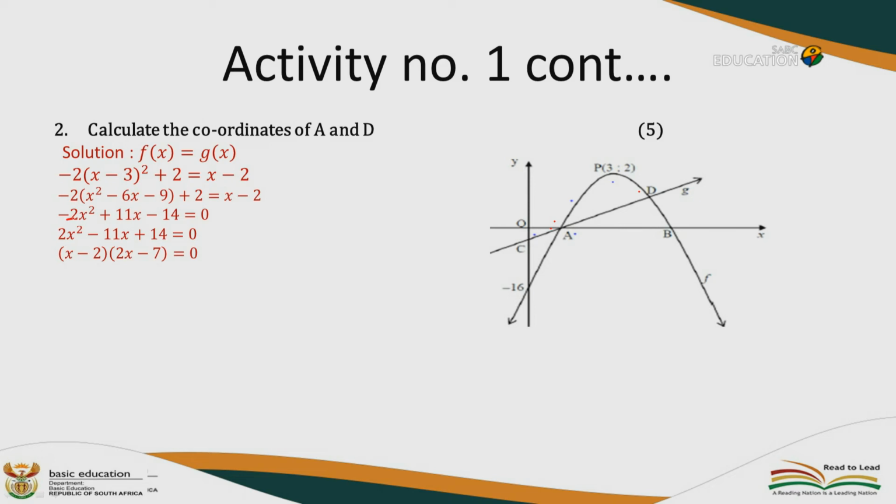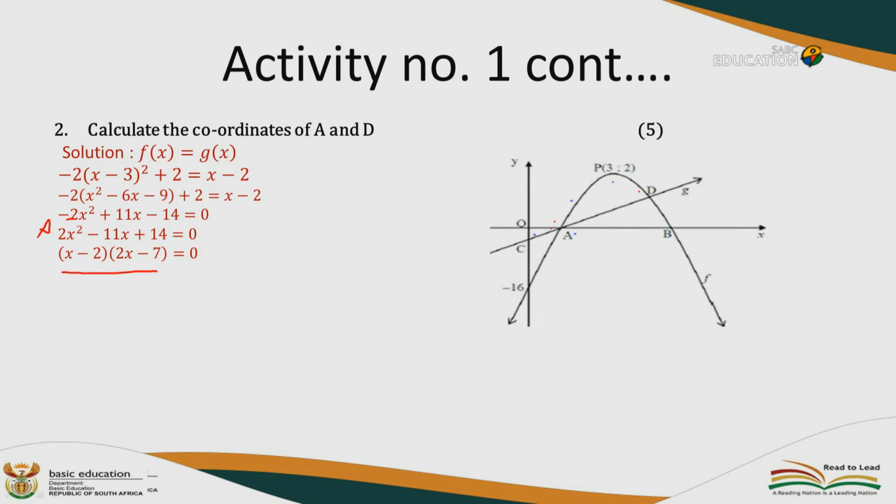So now these are the factors of 2x squared minus 11x plus 14. So these are the factors. You can use your calculator, guys, or you can use your quadratic formula. Together with what, you can also use your trinomial factorization. So when we factorize this, we discover that the factors are x minus 2 and 2x minus 7.